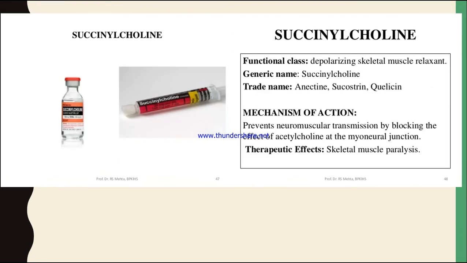Next, succinylcholine. The functional class is a depolarizing skeletal muscle relaxant. The generic name is succinylcholine, and the trade names are Anectine, Quelicin, or Scoline. The mechanism of action: it prevents neuromuscular transmission by blocking the effect of acetylcholine at the myoneural junction. So it provides relaxation to the skeletal muscles, and the therapeutic effect is skeletal muscle paralysis. So succinylcholine is a muscle relaxant.